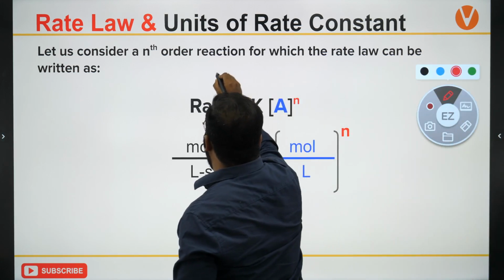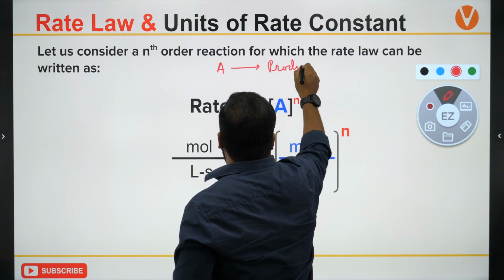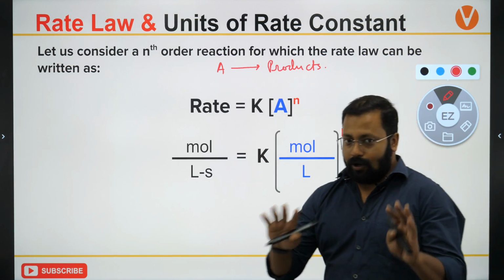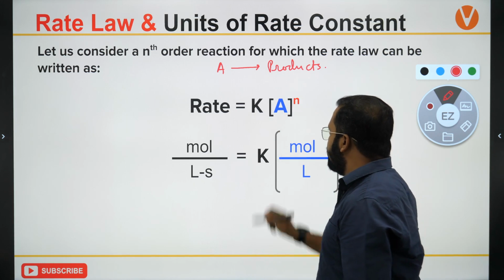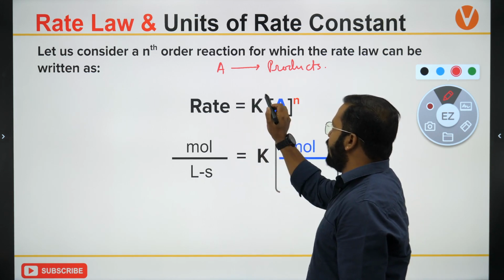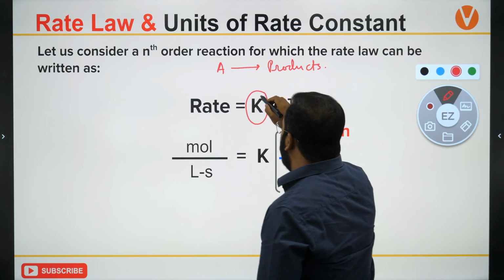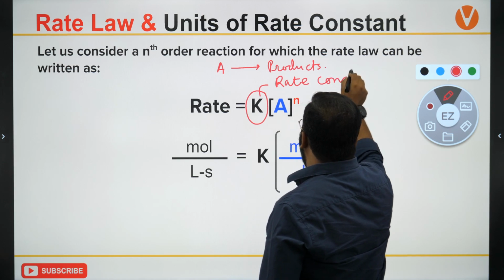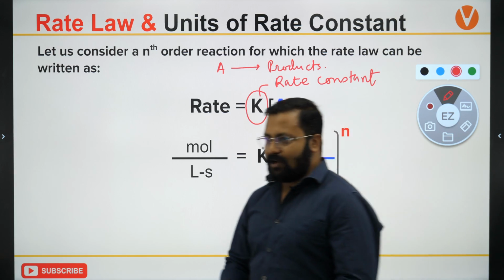So let's say there is a reaction where A changes into products and it is of nth order. I do not know what the order is, so I will raise the concentration to the power n and I will remove the proportionality and put a constant K, and this constant K is known as rate constant.